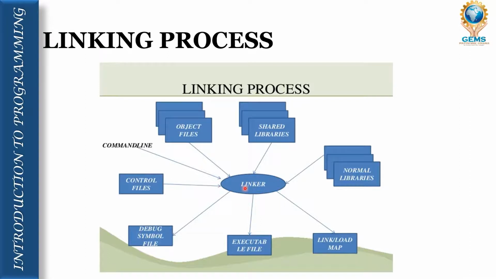It's merging the object files, programs, or modules here. See here, these object files, this is the shared library, these are the normal libraries, this is the link load map, then the executable file, then the debug symbol file, control files. These all are coming to the linker, and what will the linker do? It will merge all these files together and make a single file that is called an object program or executable file. Clear? So this is the concept of the linker.